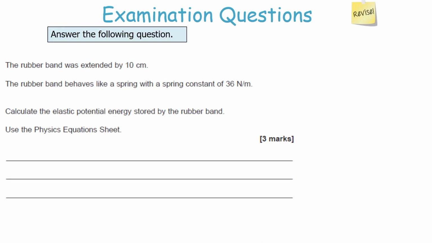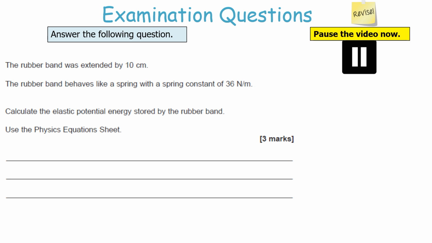The next question says, a rubber band was extended by 10 centimeters. The rubber band behaves like a spring with a spring constant of 36 newtons per meter. Calculate the elastic potential energy stored by the rubber band. So pause the video now, then unpause the video when you want to go through your answer.